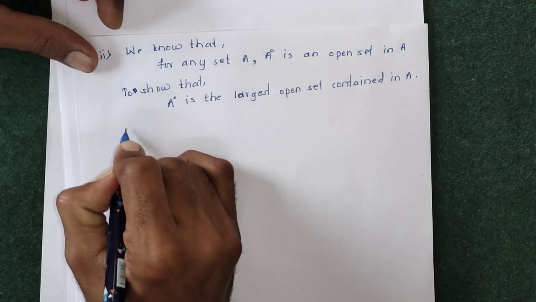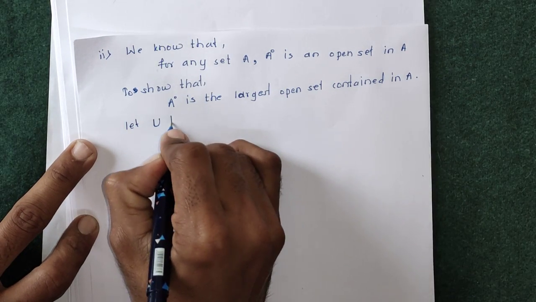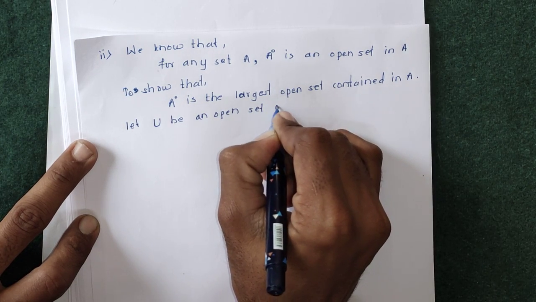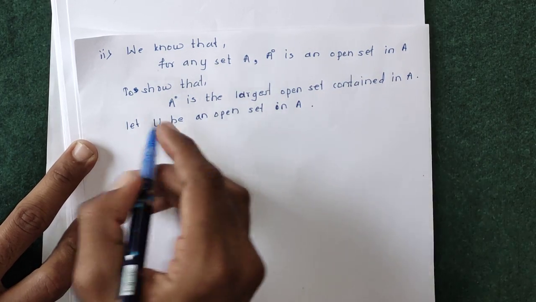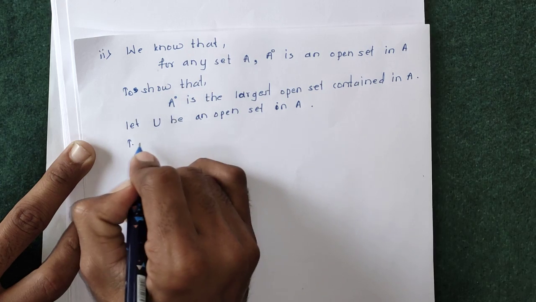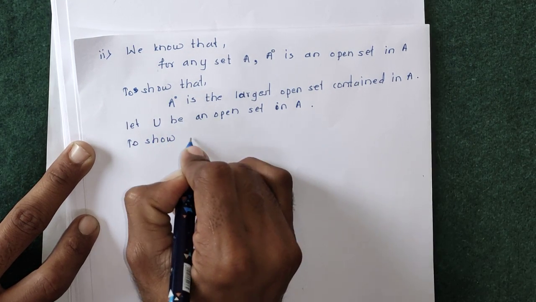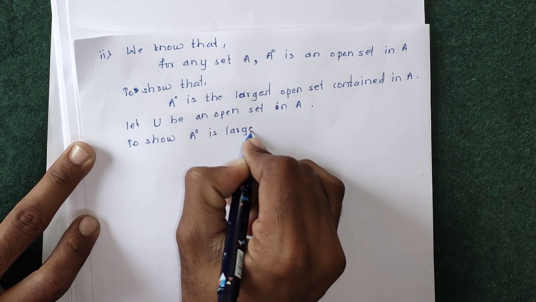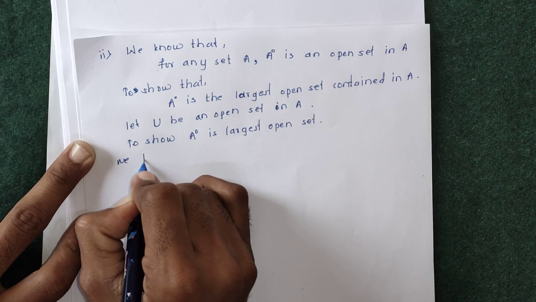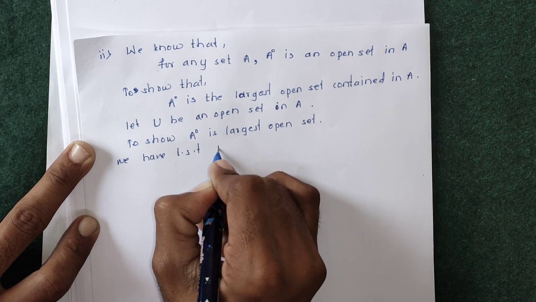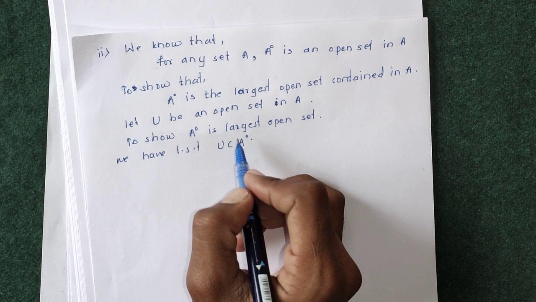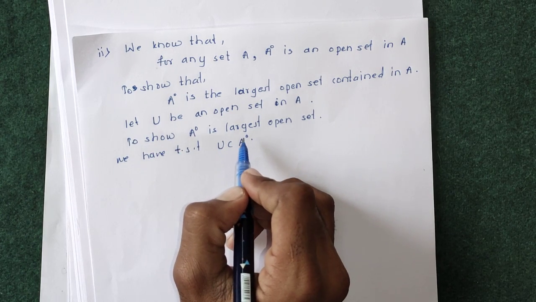So let U be any other open set in A. To show that this A interior is the largest open set, we have to show that this U lies inside A interior. And to prove that U is a subset of A interior, we will take one element of U and prove that the element also belongs to A interior.